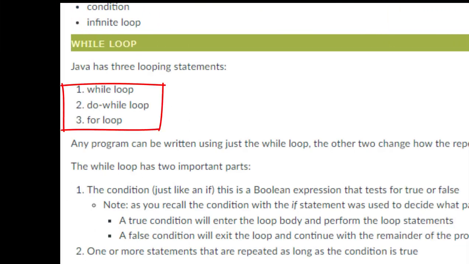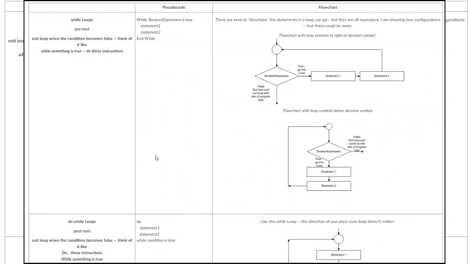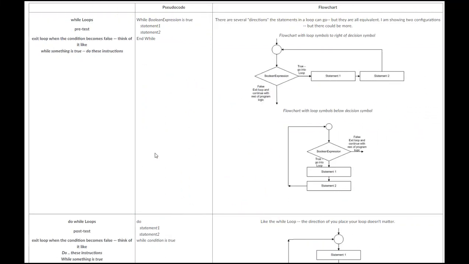Java has 3 looping statements: the while loop, the do while loop, and the for loop. Every program can actually be written with just the while loop. However, not every program can be written with just the for loop. So the while loop can incorporate counter-controlled loops. We use the for loop because it's easier for us coders to write. The while loop is a pre-test loop.